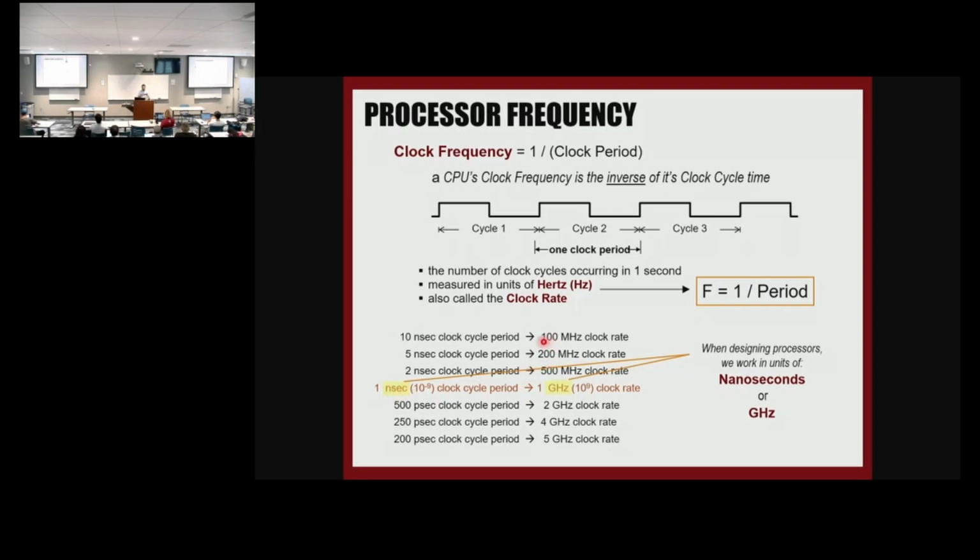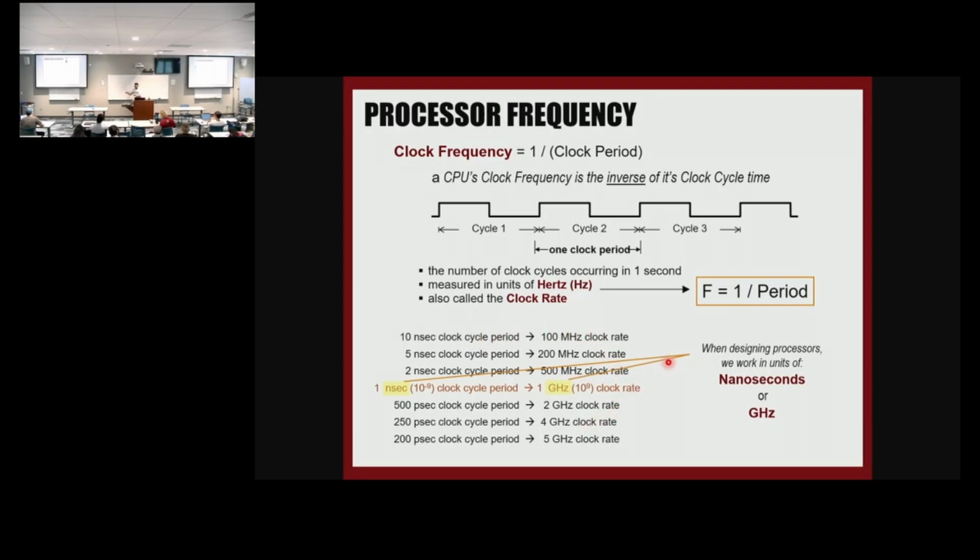We have 100 megahertz embedded systems. Usually you see 100, 200, 500 megahertz clock frequency. When you go to data centers, you go to 4, 5, 6, 7 gigahertz. A 100 megahertz clock rate has a clock period of 10 nanoseconds, for example. These are some of the metrics that I just put here.